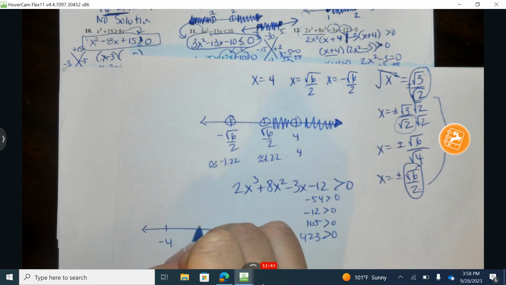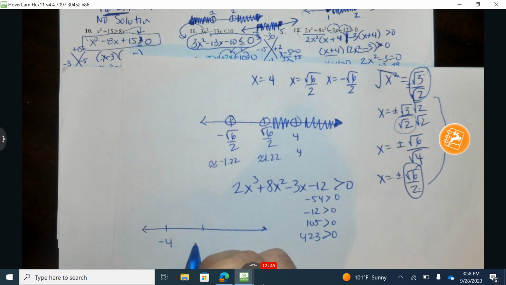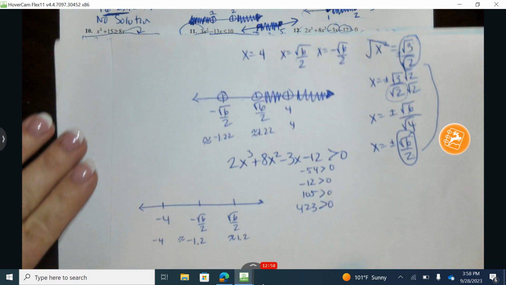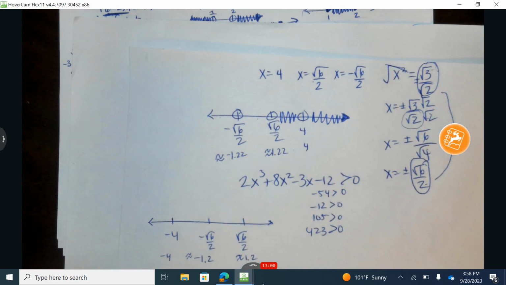This is -4. This is negative radical 6 over 2. Here is positive radical 6 over 2. We know this is approximately -1.2, and this is approximately 1.2, and obviously here's -4. So, well, that really stinks.